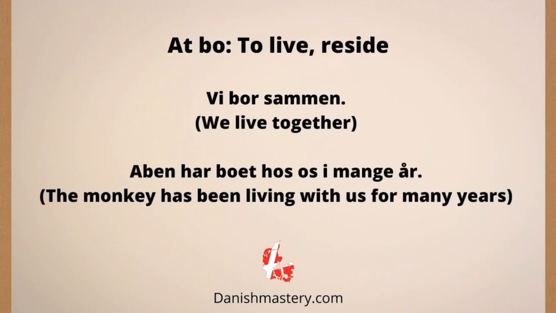At bo, to live or reside, is a little bit different, because leve is just like your existence or your daily life. But at bo is to live in a place, and to reside, and it's different. So, vi bor sammen. We live together. Aben har boet hos os i mange år. The monkey has been living with us for many years. Yeah, that's awesome.